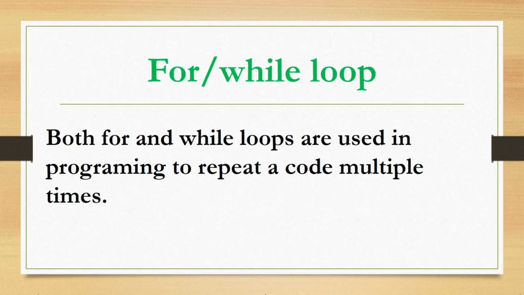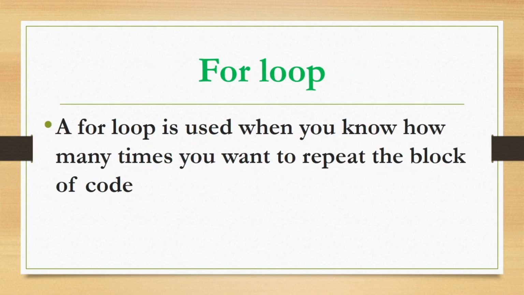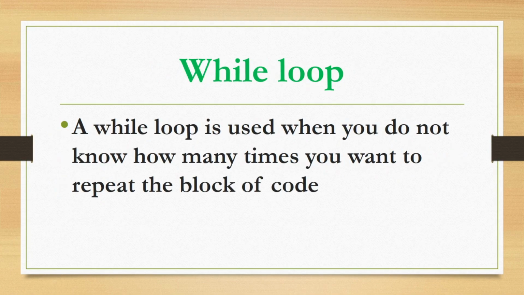So basically both loops are used to repeat a block of code multiple times, but there's a little difference between the two, which is the for loop is used when you know how many times you want to repeat the block of code, and the while loop is used when you do not know how many times you want this code repeated. Alright, we'll move to code block and play with the syntax.